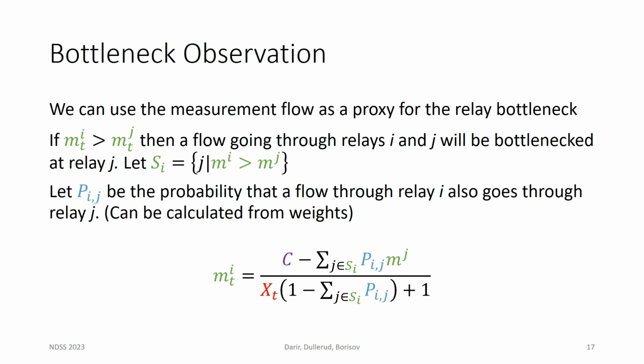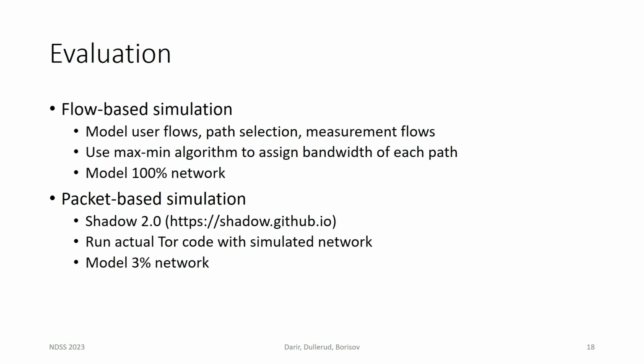And based on that, we can separate the relays into classes based on whether they have a faster or slower bottleneck capacity than our relay, and we can then treat each class separately. Again, I'm going to skip over the details. I'm just going to quickly throw up some results based on our evaluation.